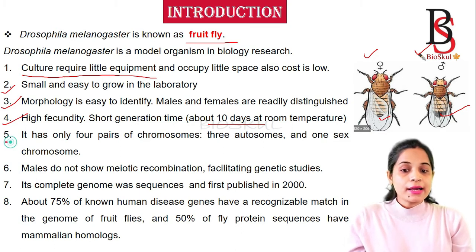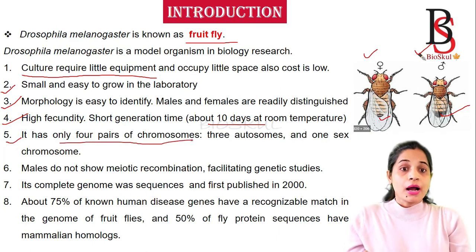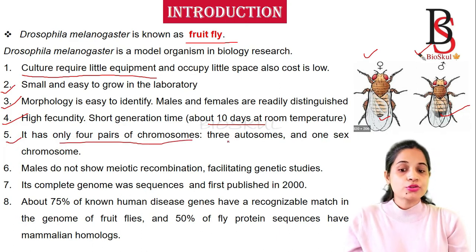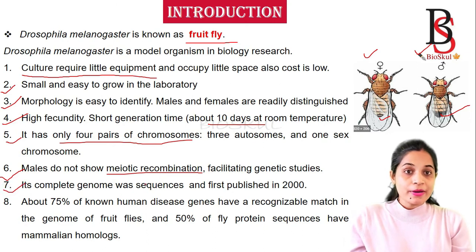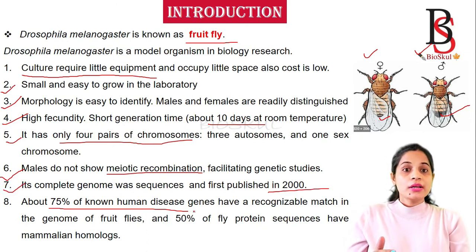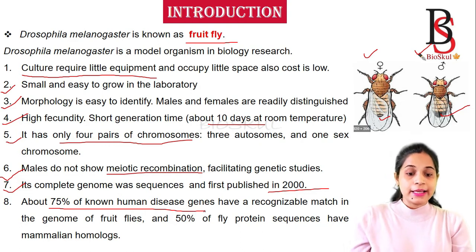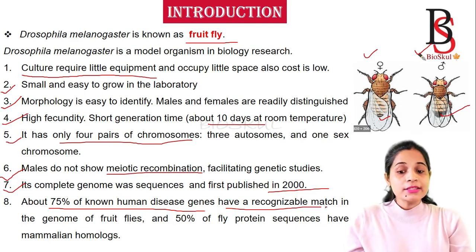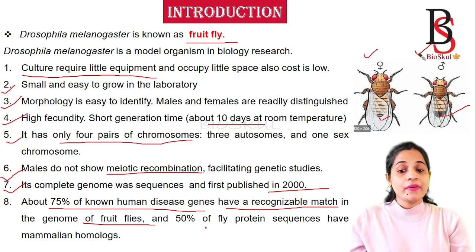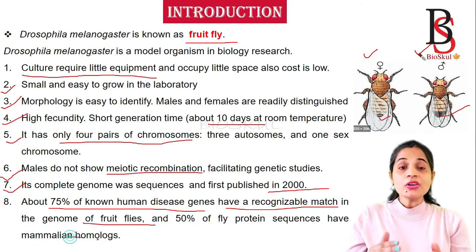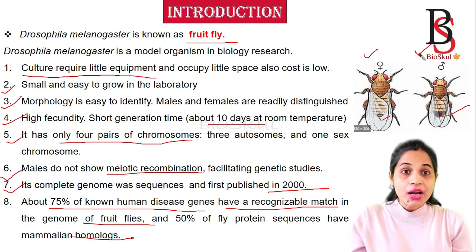Another point is that it has only 4 pairs of chromosomes, out of which 3 pairs are autosomes and 1 pair is sex chromosomes. Males do not show any meiotic recombination, that's why it is used in genetics. Its complete genome sequence was first published in the year 2000. You know, 75% of human disease genes have recognizable matches in the genome of fruit flies, and 50% of fly protein sequences have mammalian homologs. Because of all these points, Drosophila is used as a model organism in biological research.